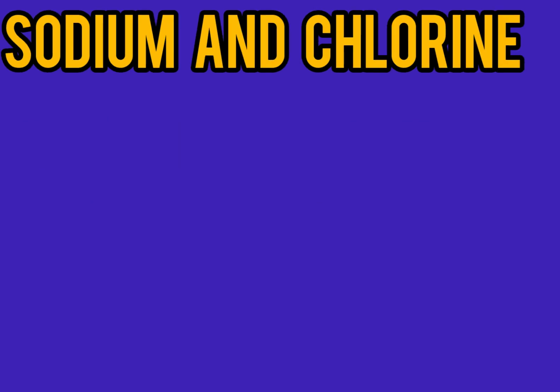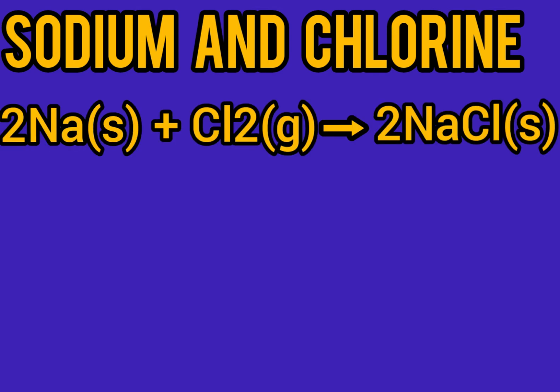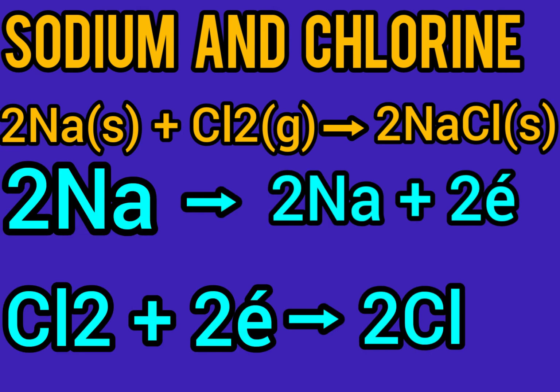Let's take a look at this example, the reaction between sodium and chlorine. The equation is: we have two atoms of sodium in a solid state plus gaseous chlorine, which gives solid sodium chloride. The sodium gives 2 electrons to the chlorine atoms, forming ions as shown here. So sodium is oxidized and chlorine is reduced. So the reaction is a redox reaction. Why? Because any reaction in which electron transfer takes place is a redox reaction.